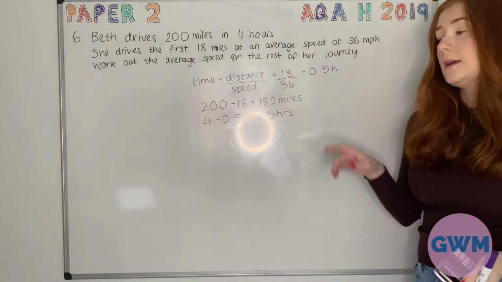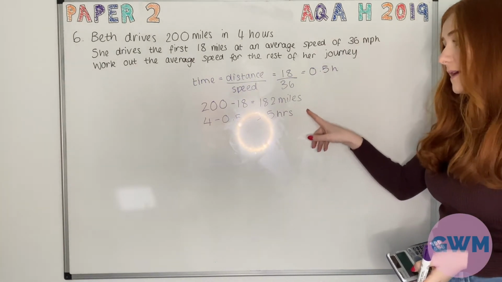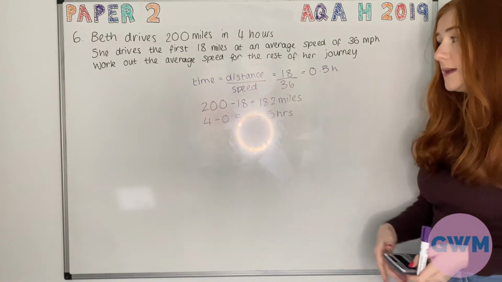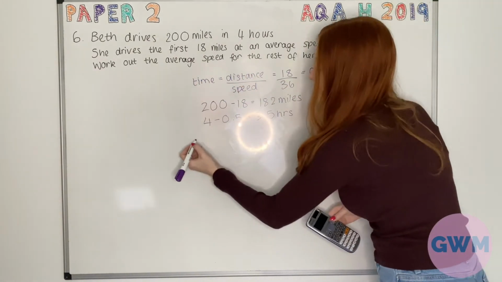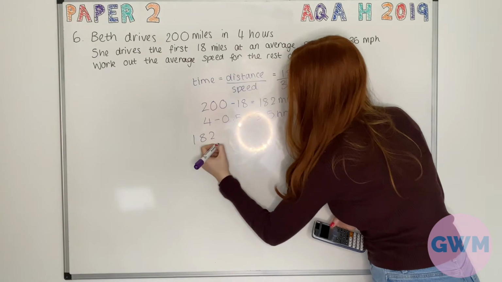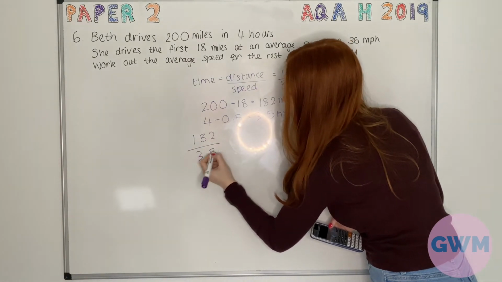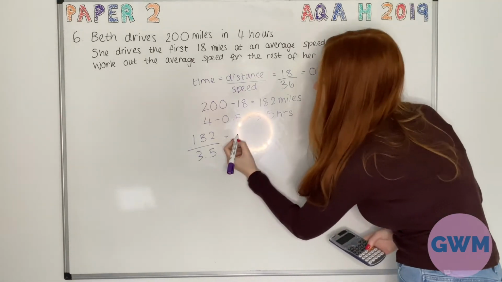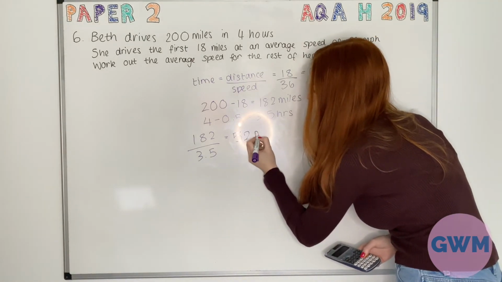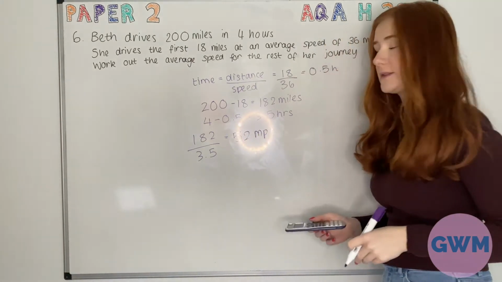Okay, now we've got a distance and we've got a time. So to get a speed, speed comes across, time comes under, it's distance over time. So the distance, 182, over the time, 3.5, is 182 divided by 3.5, 52. So she has to average the speed of 52 miles an hour.